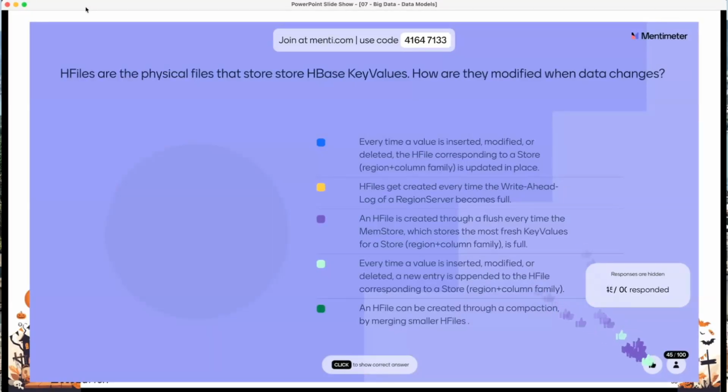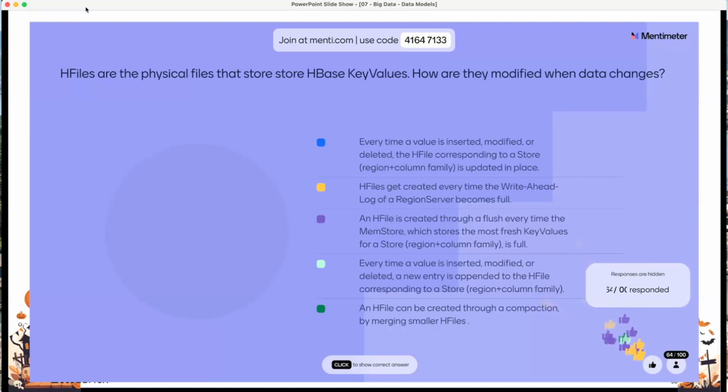Then proposition number 3, an HFile is created through a flush every time the MemStore, which stores the most fresh key values from a store, is full. So you flush the MemStore when it's full. Proposition number 4, every time a value is inserted, modified, or deleted, a new entry is appended to the HFile at the end. So you don't modify the value in place, you just append at the end of the HFile that corresponds to a store. Proposition number 5, an HFile can be created through a compaction by merging smaller HFiles.